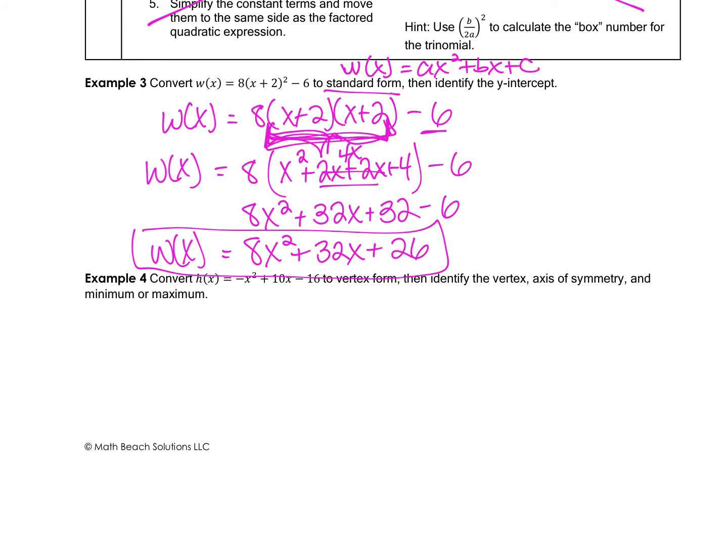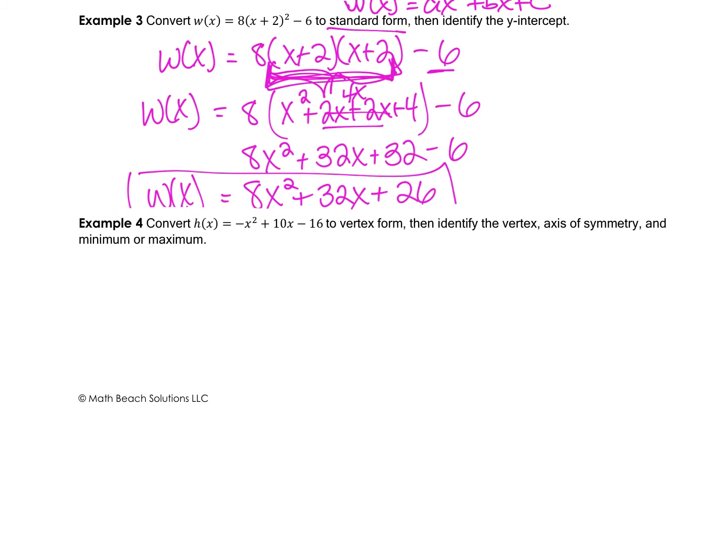All right, so looking at 4, we're in standard form, we're going to go to vertex form. So on this one, this is how I do it. So we know that we have to find, in order to get it in vertex form, write down your vertex form. We need to find the h and the k, which is your vertex.